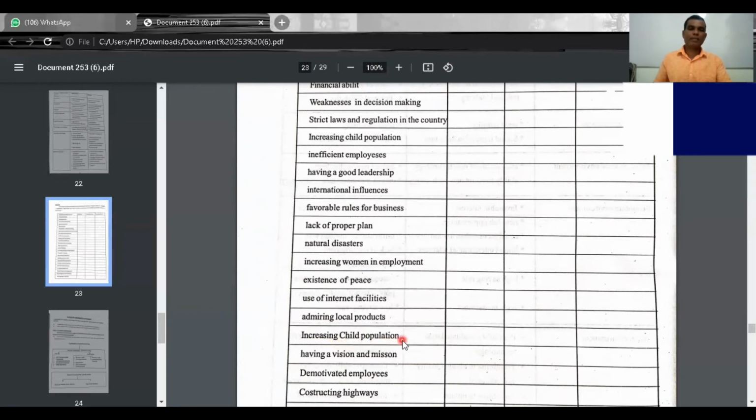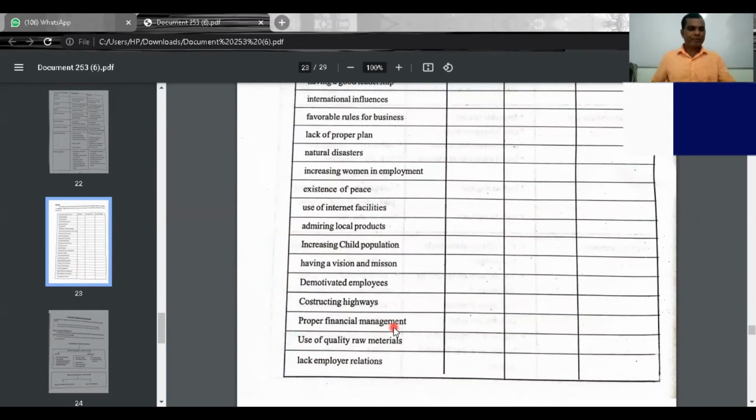Increasing child population, same, repeated: external, opportunity, uncontrollable. Having a vision and mission, the institution has a mission. Internal. Vision and mission statement: internal strength, controllable. Devoted employees, employees who are very dedicated and enthusiastic. Internal strength, controllable.